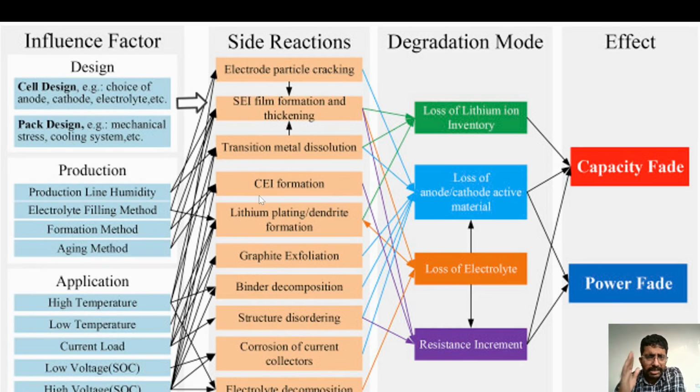Cathode electrolyte interface is there. SEI and CEI are quite similar. And then lithium plating, graphite exfoliation, then binder decomposition, structure disordering. So these are the things that will be taking place, because of which ultimately the battery will be degraded: loss of lithium ion inventory, loss of anode cathode active material, loss of electrolyte capability, resistance increment, and then capacity fade, power fade, these things are happening.